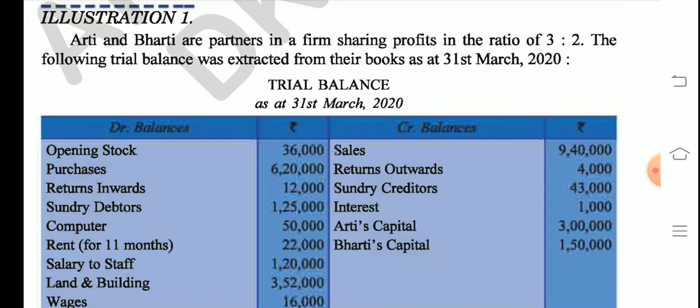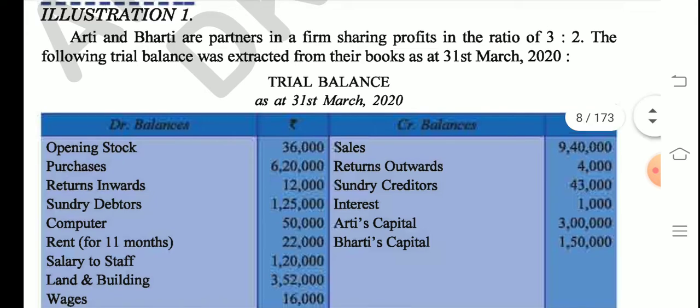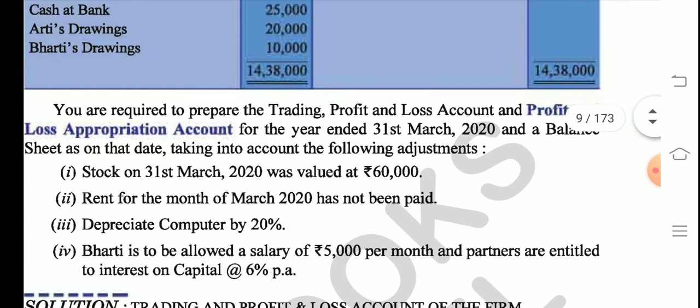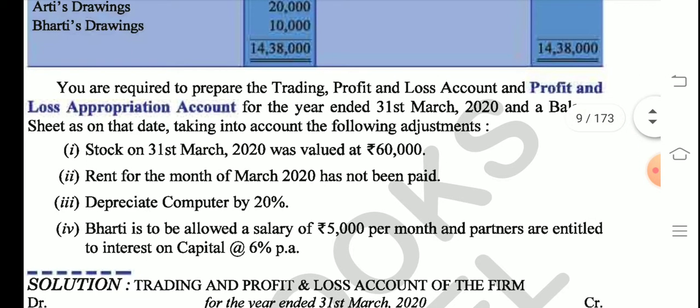So in this very first illustration, they have given you a trial balance, and they have told you to draw all the final accounts of the partnership. That means after drawing a trial balance, we draw the trading account, then we draw the profit and loss account, the profit and loss appropriation account, and a balance sheet, right?